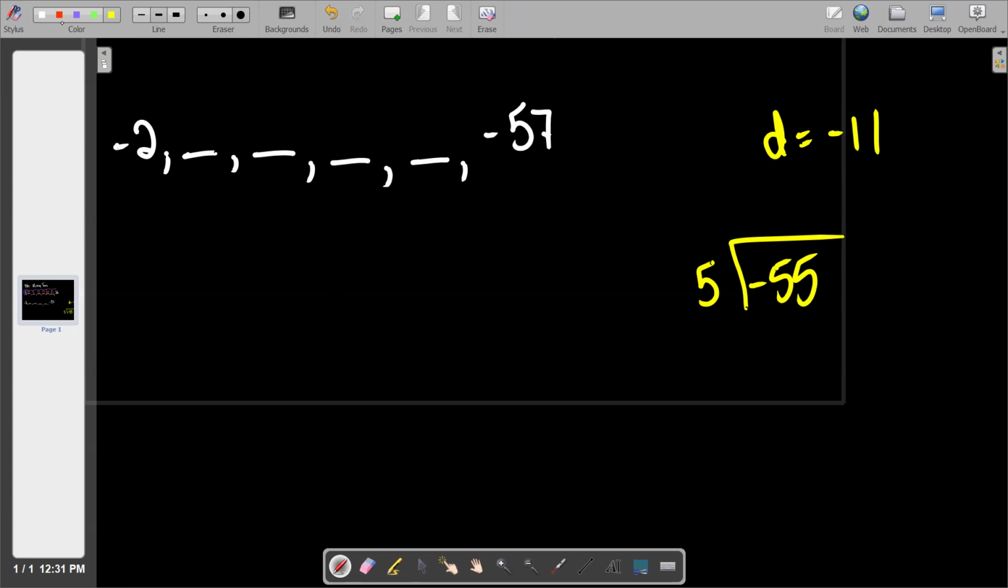So what's after the negative 2? Negative 13. What's after that? Negative 24. After that? Negative 35. After that? Negative 46. And then, of course, it fits. All right, if you get to the end and the pattern doesn't work, then obviously something's gone awry. And it could be in finding your D value. It could be that you added wrong or something. Who knows? You've got to figure that out. All right, any questions on that?